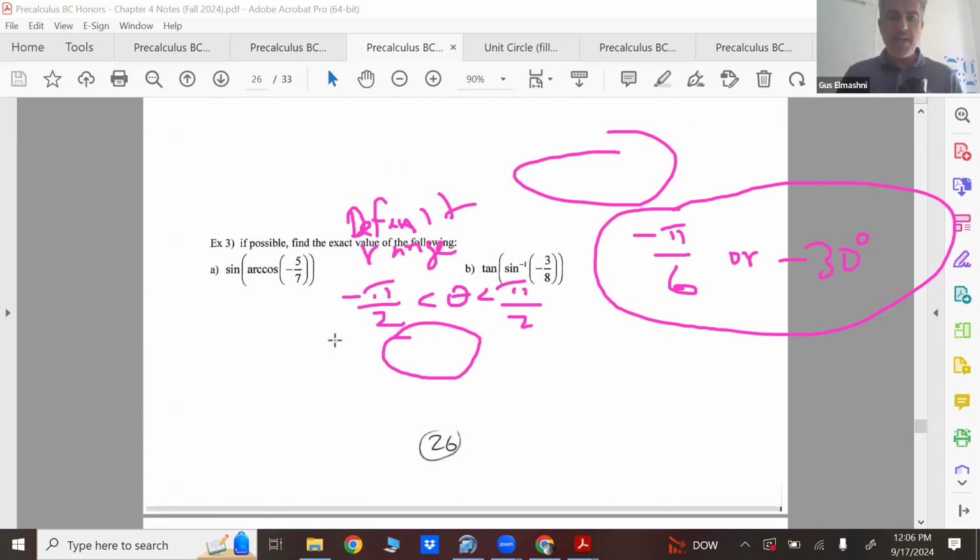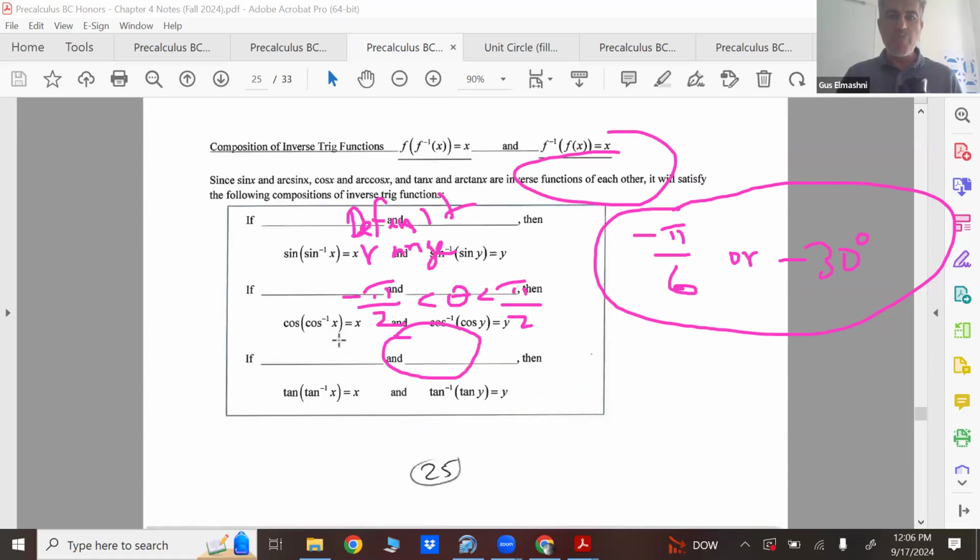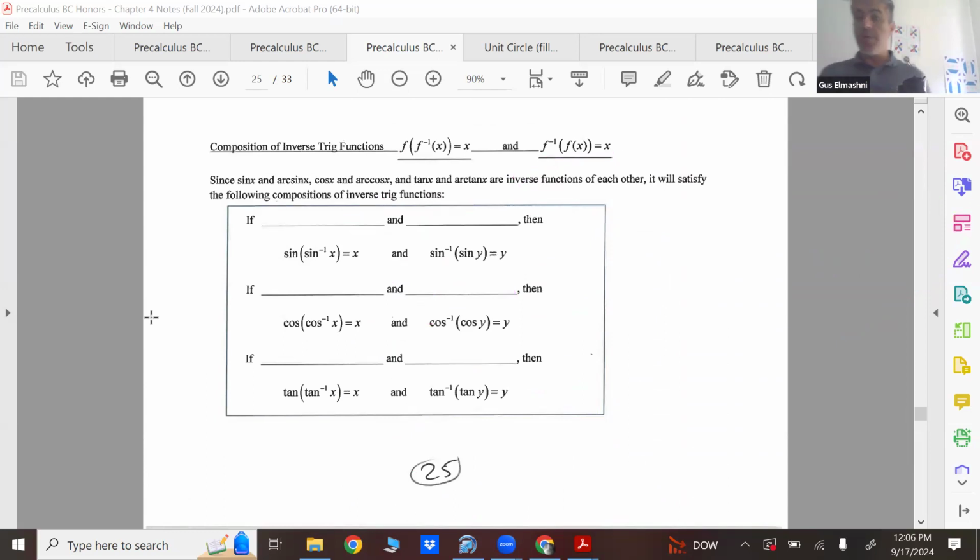Okay, compositions, and then a few other crazy ones, and then we're done. You guys should know this. If you plug the inverse into its original or vice versa, it should always equal x.